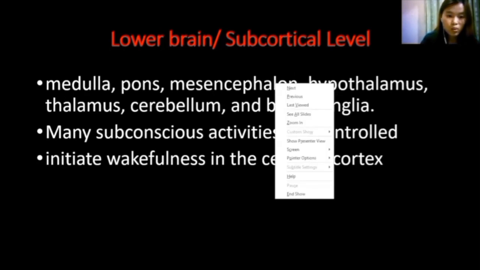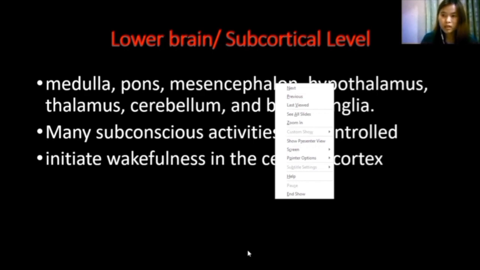Next is the lower brain or subcortical level. We have the medulla, pons, mesencephalon, hypothalamus, thalamus, cerebellum, and basal ganglia. Many subconscious activities are integrated here, and they also initiate wakefulness in the cerebral cortex. So this is the lower brain or subcortical level.